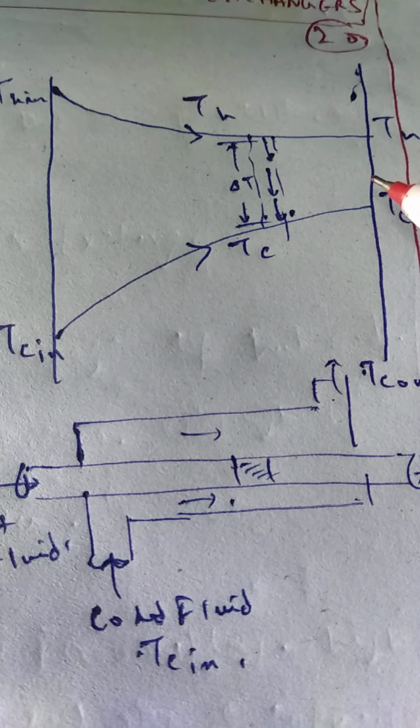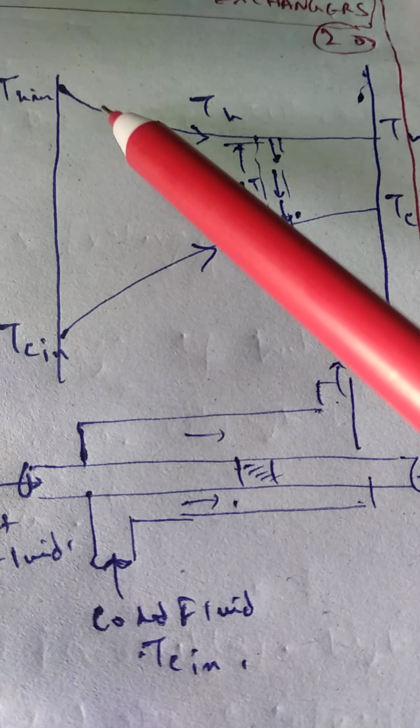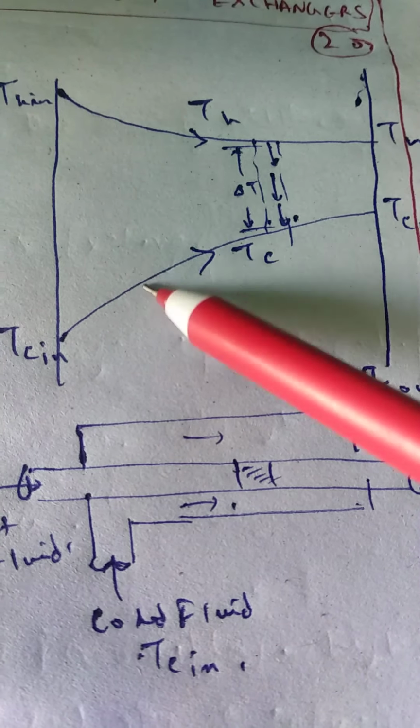So the temperature difference between the hot and the cold fluids is very large at the inlet of the heat exchanger, but it decreases exponentially as it moves towards the outlet. The temperature of the hot fluid decreases and the temperature of the cold fluid increases along the length of the heat exchanger, but the temperature of the cold fluid can never exceed that of the hot fluid, no matter how much time you keep them in contact.